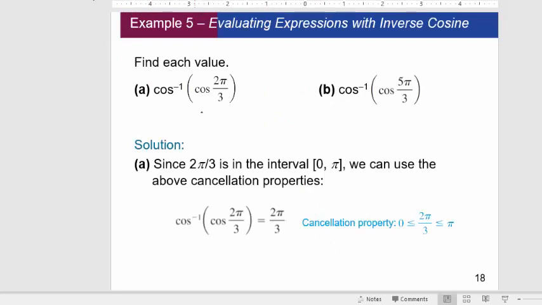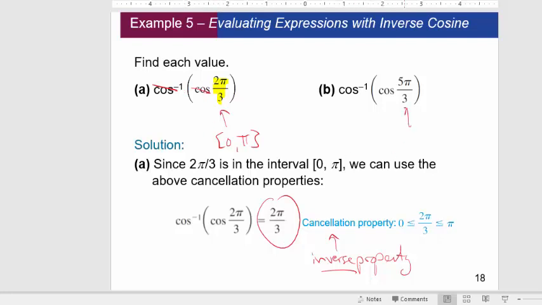So here's one of these deals where, if we're trying to take the inverse cosine of the cosine of 2 pi over 3, 2 pi over 3 is in fact in 0 to pi. It's between 0 and pi. Therefore, I can use just my cancellation property, and I would just get 2 pi over 3. They call this the cancellation property. I prefer to call it the inverse property. Because what is an inverse? It just undoes whatever the original function does. So when I take the inverse cosine after taking the cosine, they undo each other and I get 2 pi over 3.